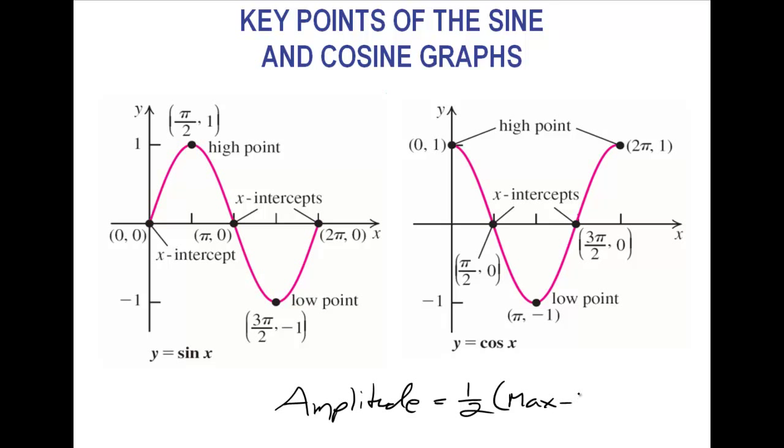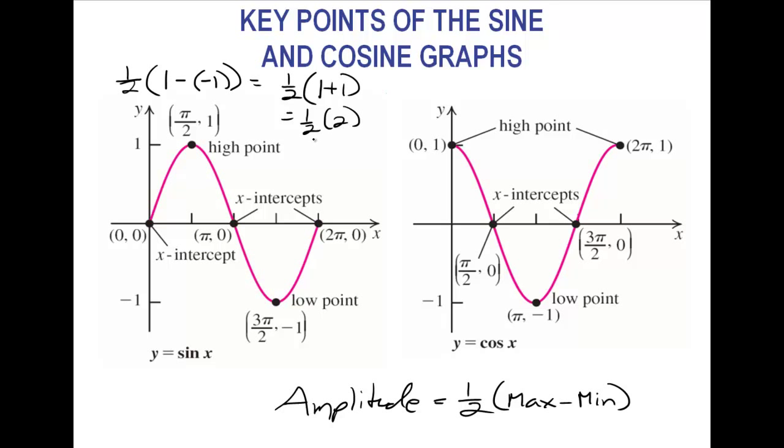max minus min. So for both of our curves, sine and cosine, we get 1/2, the max is 1, right, minus the min, which is -1, 1/2, 1 plus 1, 1/2 of 2 equals 1. And so there's our amplitude of 1. It's half the total distance between the max and min.